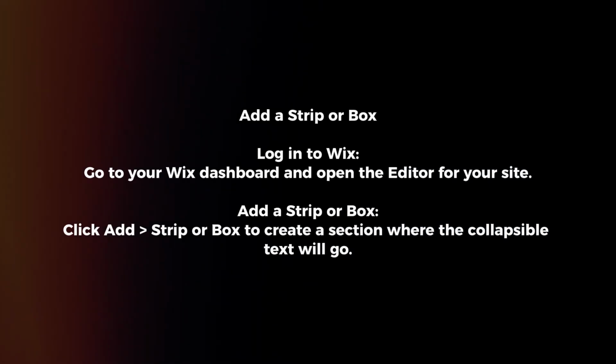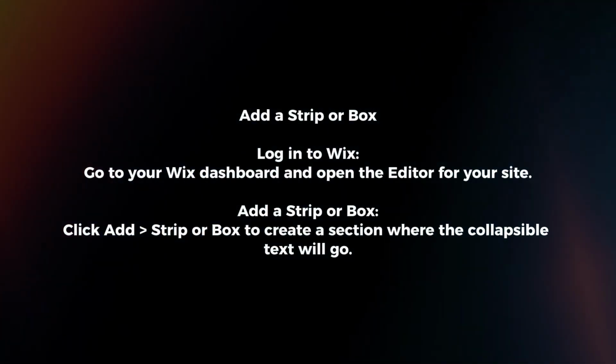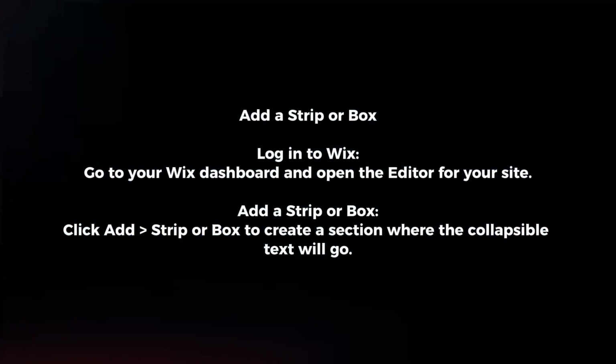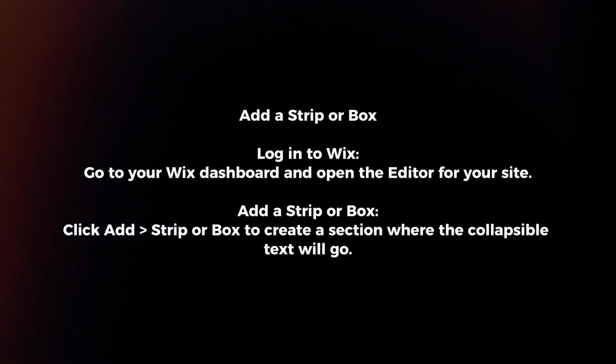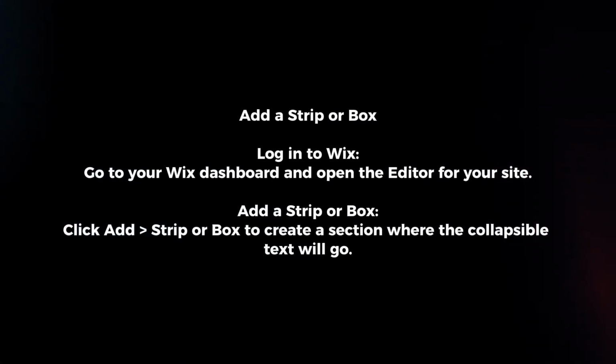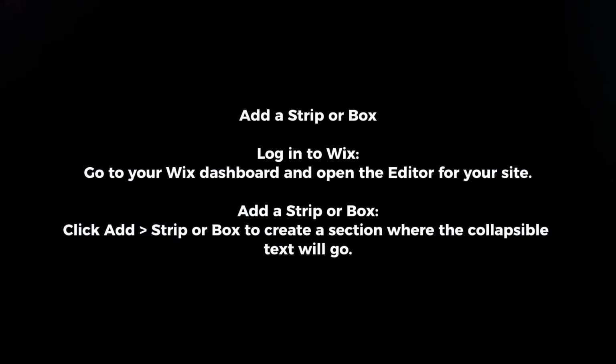Add a strip or box. Log into Wix, go to your Wix dashboard, and open the editor for your site. Add the strip or box. Click Add Strip or Box to create a section where the collapsible text will go.